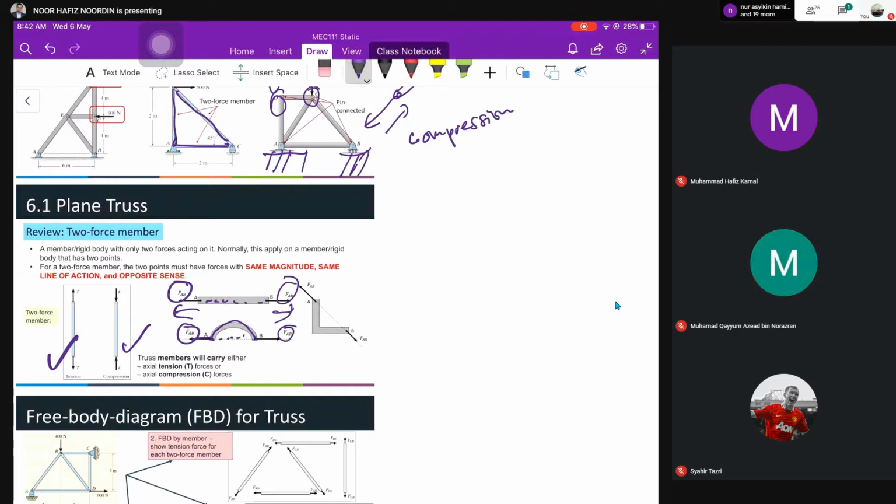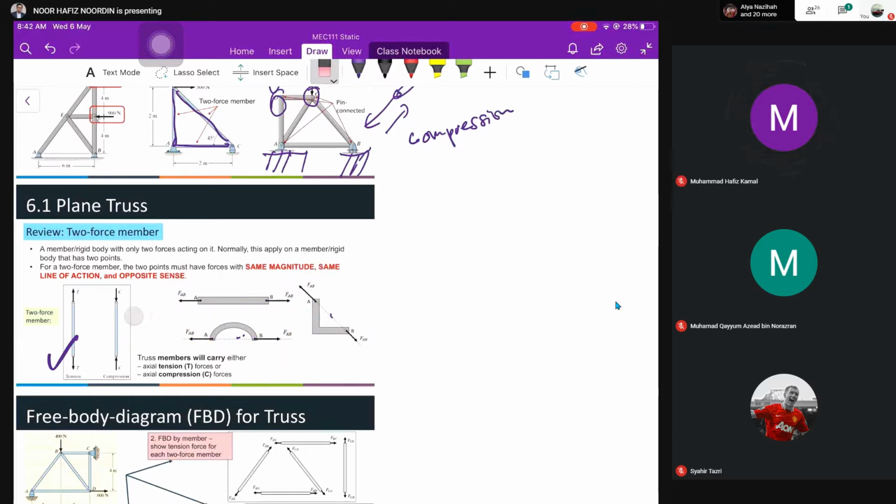Yeah. Sama, the L shape pun sama juga. Dia mesti dalam satu line. Let's say kalau satu ke sana, satu ke sini ataupun ke sini, yang tu we cannot call it sebagai two force member sebab the direction of force is not opposite anymore. Okay? Understand? Faham?